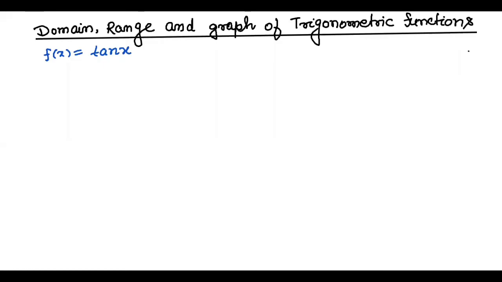We will discuss domain, range and graph of trigonometric functions. So here the function is tan x. We can write tan x as sin x by cos x. So here in the denominator cos x is there. Because of that we can't take x, meaning the angle value, equal to (2n+1)π/2. So we'll write here x ≠ (2n+1)π/2, meaning an odd multiple of π/2 we can't take.